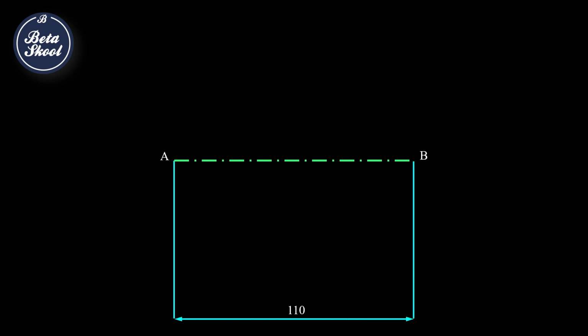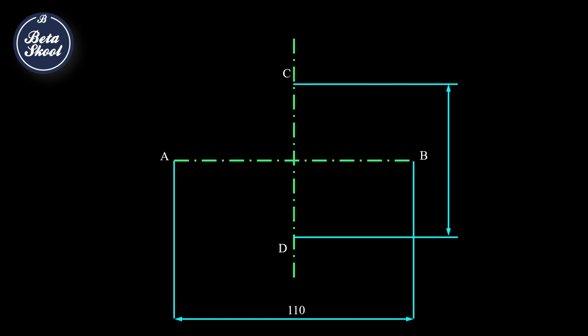First, draw the major axis, labeled AB, with a length of 110 millimeters. Then draw the minor axis, labeled CD, with a length of 70 millimeters. You can extend it on both sides. The lines AB and CD are perpendicular bisectors of each other, and they meet at point O.